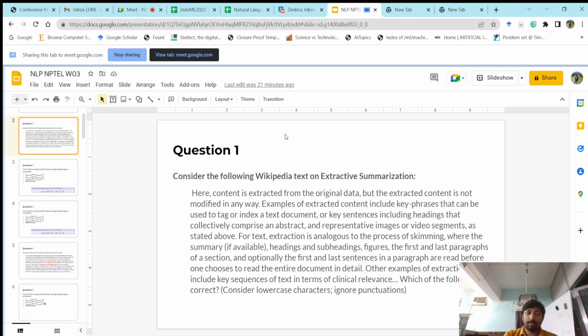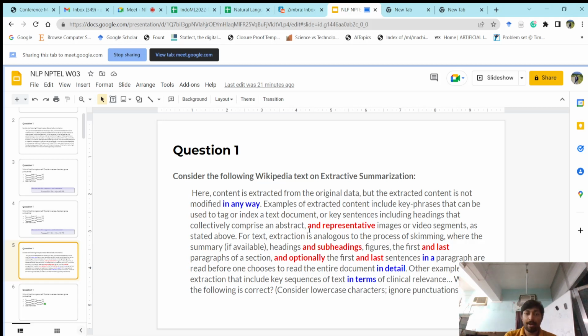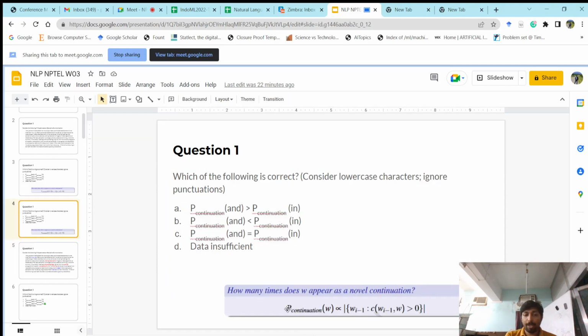Okay. So let us see where you can find that. So this is AND representative. This is one example. This is another. So these are the 5 cases where AND is there, followed by some words. And similarly, there are 4 cases where IN is there, but we only have to consider the novel combinations. So this and the last are the same, so we'll consider it once. Hence, both these values are the same. So by this formula, P continuation of W is directly proportional to this value, which is the same for both these cases. Hence, the answer is C.